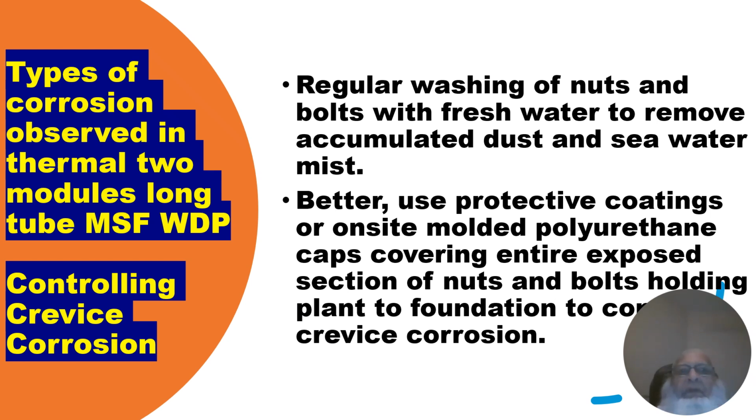One way to control the corrosion is regular washing of nuts and bolts with fresh water to remove accumulated dust and seawater mist. Another option is the use of protective coatings or on-site molded polyurethane caps covering the entire exposed section of nuts and bolts holding the plant to the foundation, to control crevice corrosion.